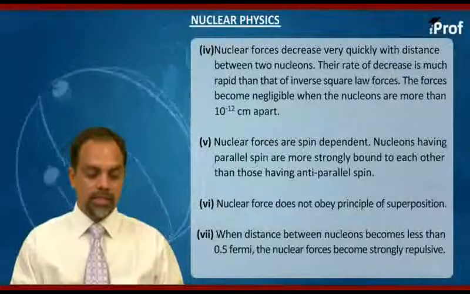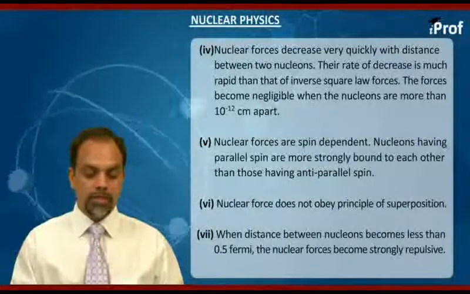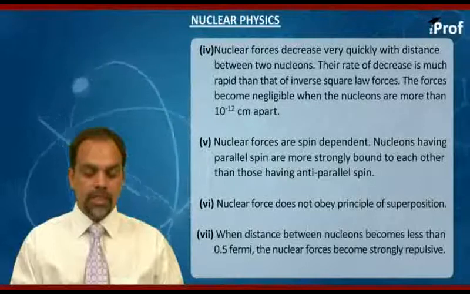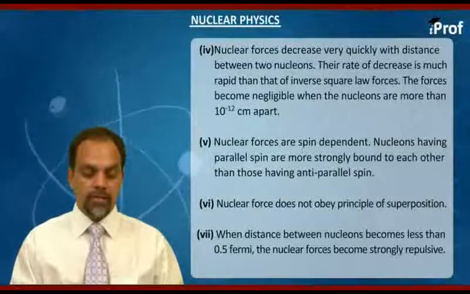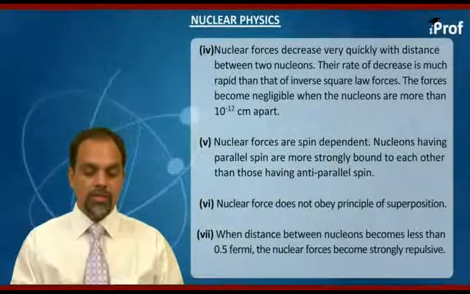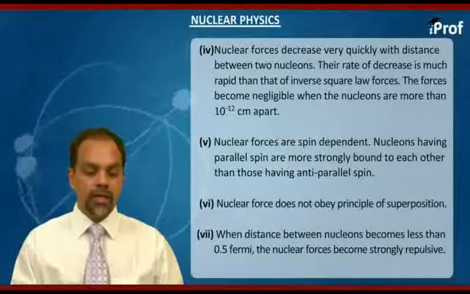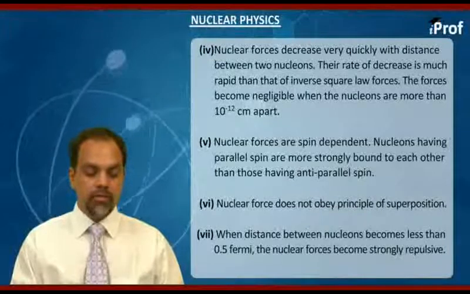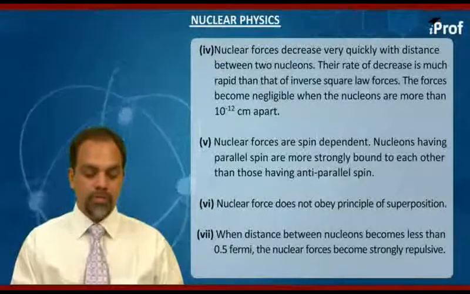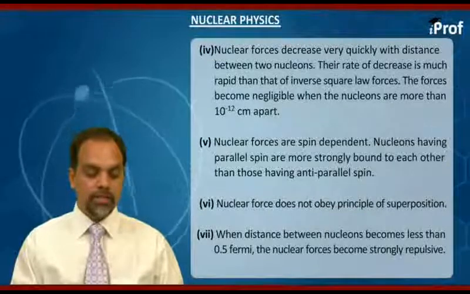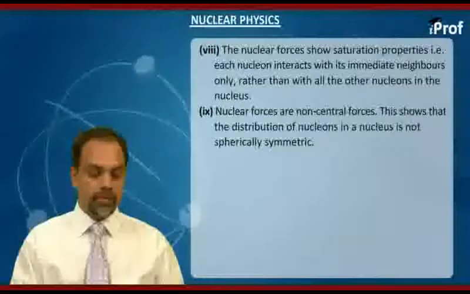The seventh property says when the distance between nucleons becomes less than 0.5 Fermi, the nuclear force becomes strongly repulsive. As I told in the very first point, in general nuclear forces are attractive, but when the separation is very close, that is less than 0.5 Fermi, the nuclear force becomes strongly repulsive.